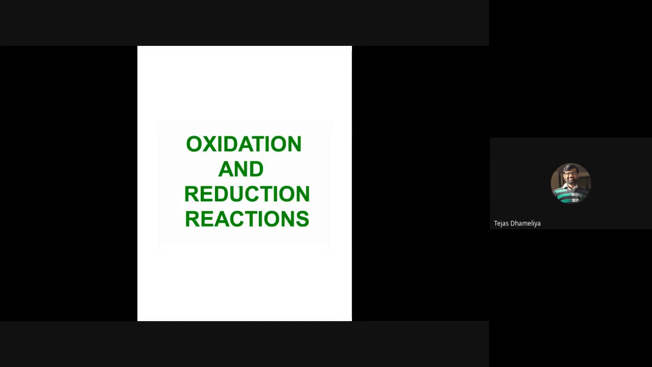Then the other process is called reduction. Reduction means there will be a decrease in oxidation number. Let us say if the oxidation number is 3, then it may become 1. This process is termed reduction. If the oxidation number is 5 and that becomes 2, that is also called reduction. So oxidation and reduction can be defined according to the addition of oxygen, and according to oxidation number.